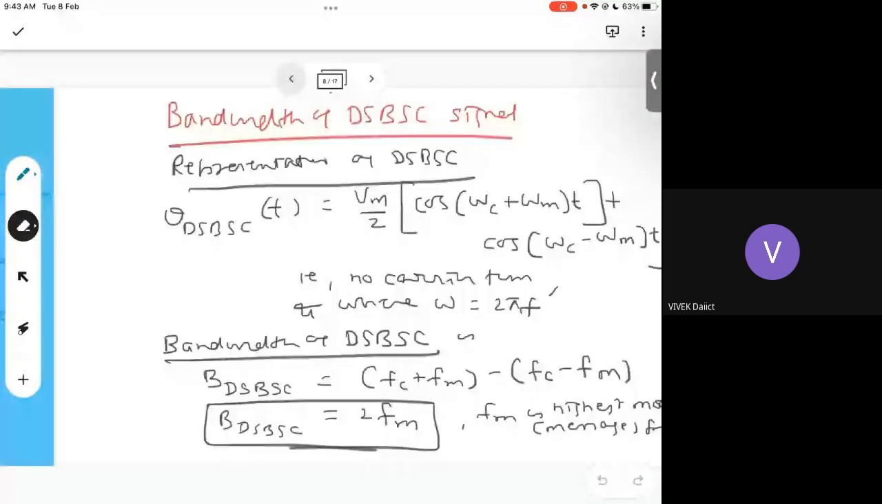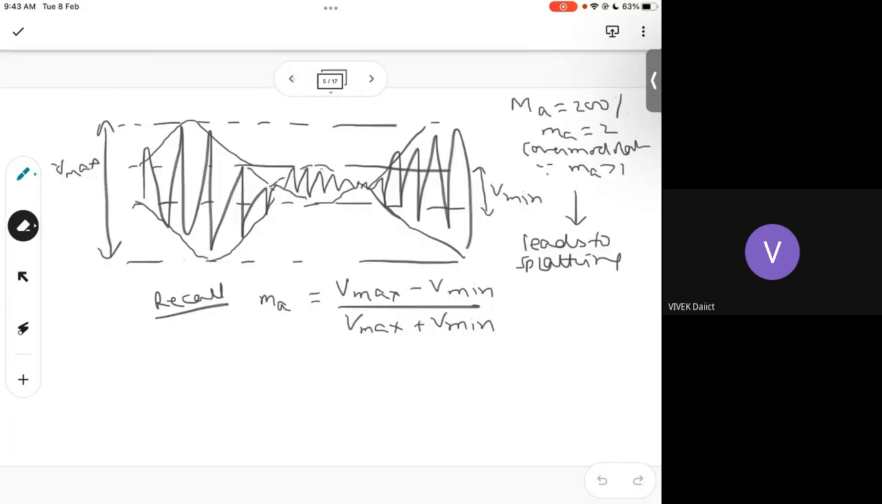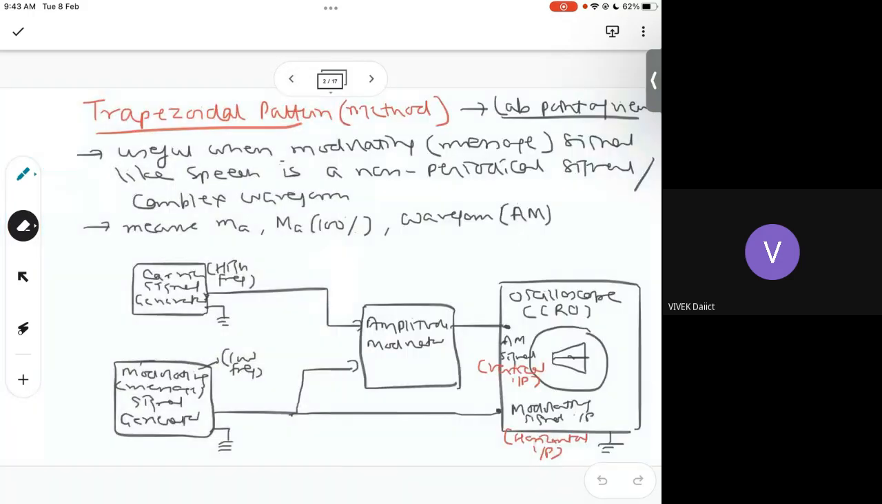Okay, fine. This is for the lab purpose. As we have seen, for the lab purpose, we measure the modulation index in terms of Ma is equal to Vmax minus Vmin over Vmax plus Vmin. Yes, this is the one, trapezoidal pattern.